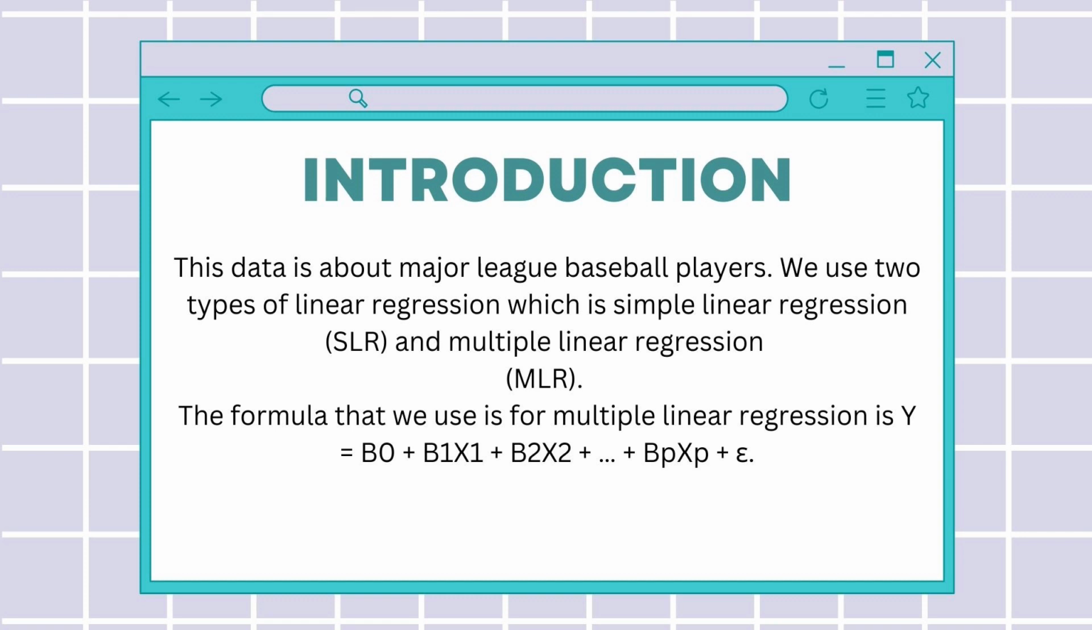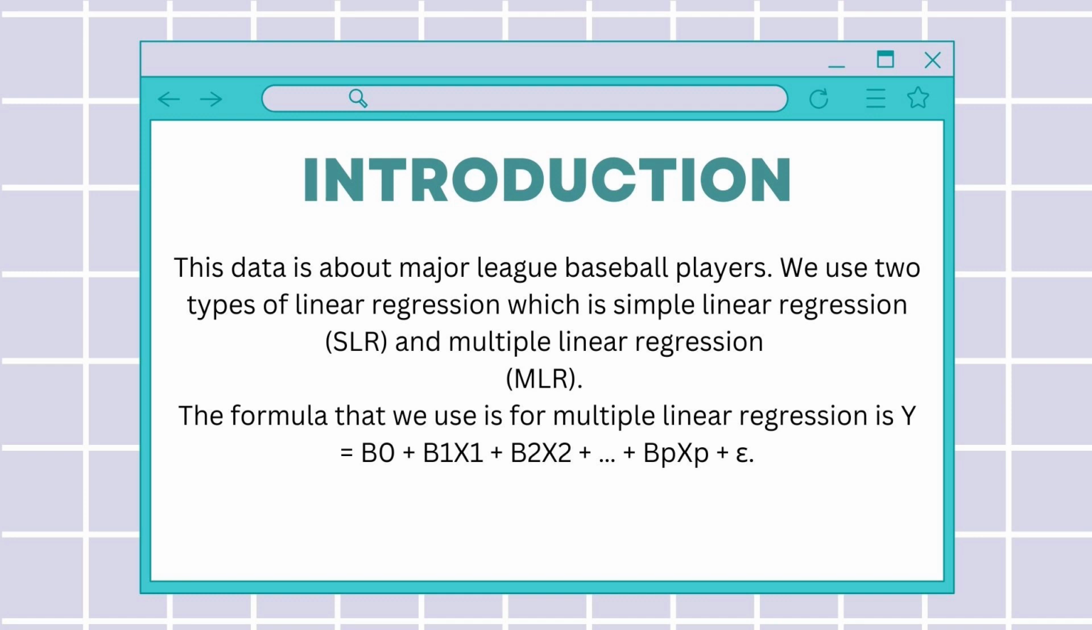Simple linear regression is used to estimate the relationship between two quantitative variables. Simple linear regression can be used when we want to know how strong the relationship is between two variables and the value of the dependent variable at a certain value of the independent variable.